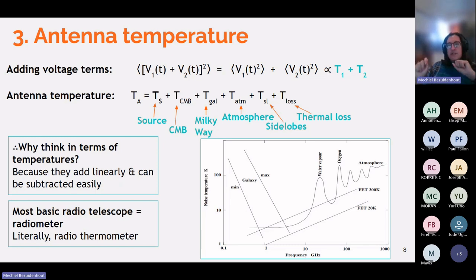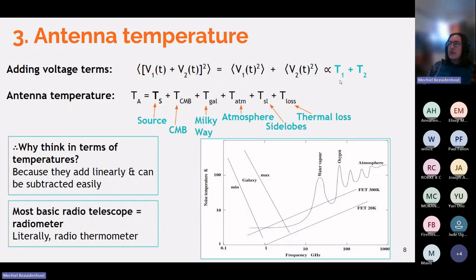But what if we have two distinct sources of voltage? If we have two independent processes, each producing some voltage, in that case, the addition of those two voltages gives you the V1 squared plus the V2 squared plus a cross term. But in this case, the cross term falls out because the voltages are uncorrelated. So the independent processes, if we assume that they're uncorrelated, the cross term disappears, and we are left with the simple addition of the brightness temperatures.